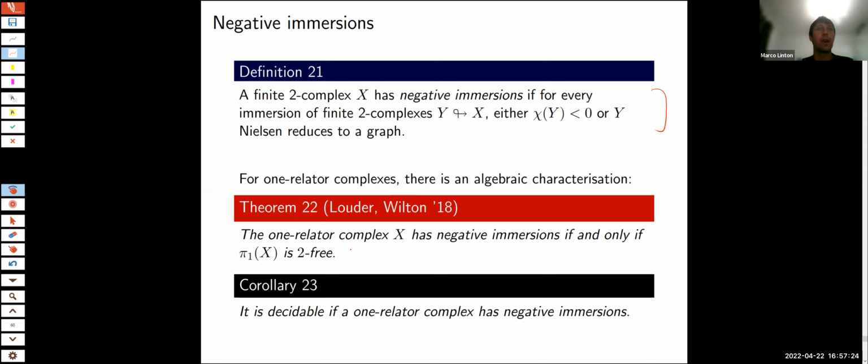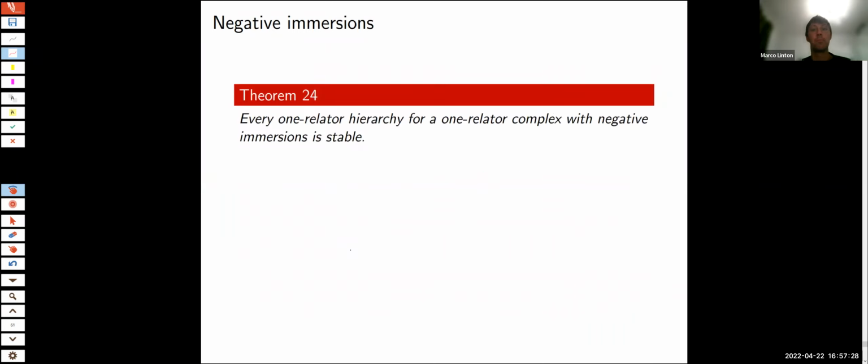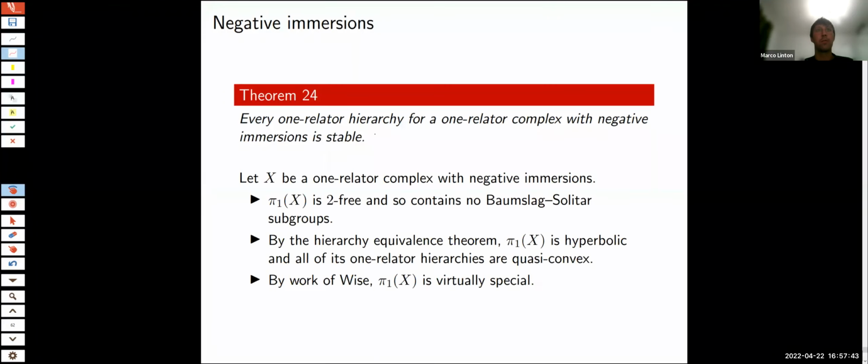Okay, so the final thing I wanted to say here is that we can use the property of negative immersions to show that every one-relator hierarchy for a one-relator complex with negative immersions is stable. So using this result, take a one-relator complex with negative immersions, you're 2-free by Louder and Wilton's result, so you contain no Baumslag-Solitar subgroups. You have a stable hierarchy. Therefore, by the hierarchy equivalence theorem, which I mentioned earlier, the fundamental group must be hyperbolic, and all your hierarchies are quasi-convex. Therefore, finally, by work of Danny Wise, the fundamental group of X is virtually special and therefore residually finite.